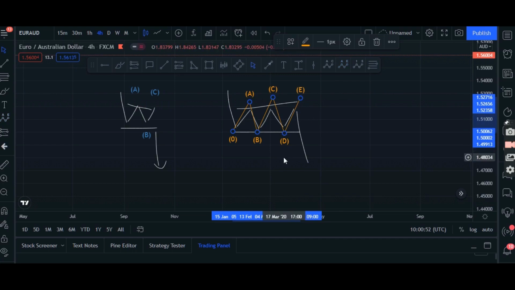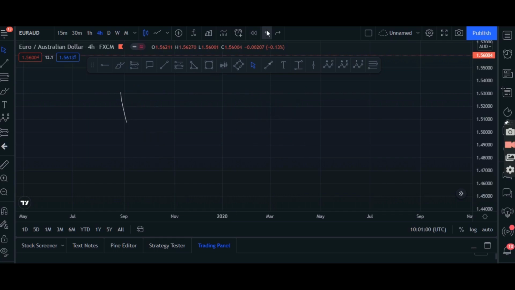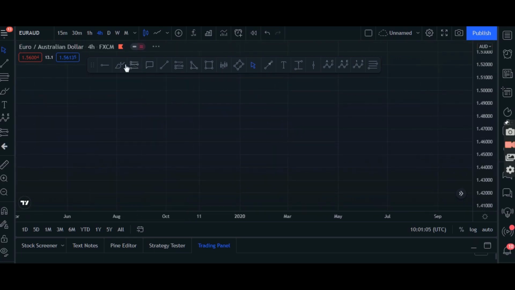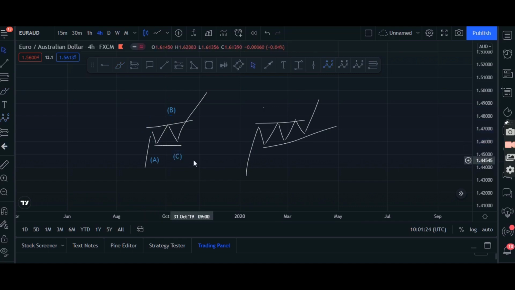And it's the same thing bullish as it is bearish. Impulse, correction, impulse, okay? Same thing within, every C leg takes you to a continuation, guys.